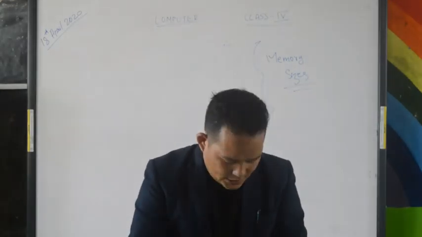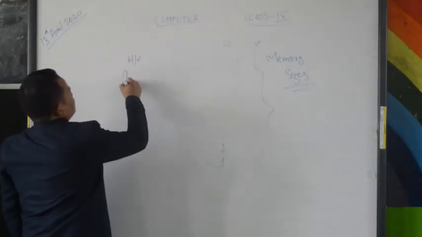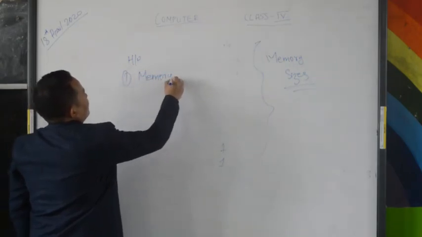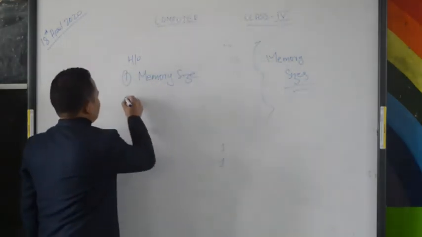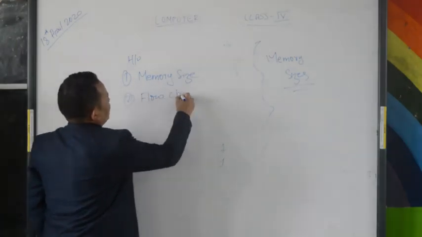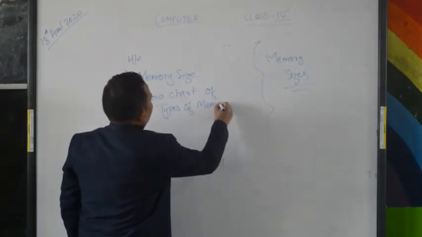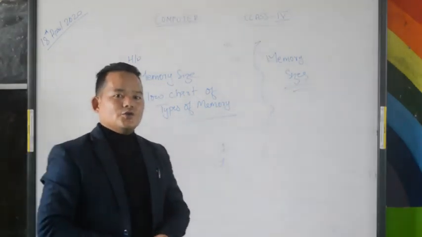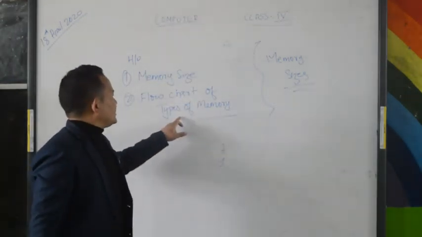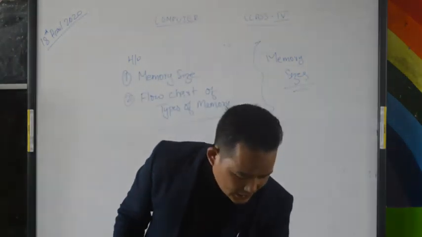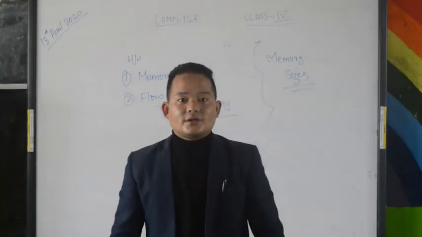So dear students, the assignment for this week is on memory. Homework number 1, memory sizes: write down all the memory sizes. Number 2, draw a flow chart of types of memory, which I showed you. That is on page number 7, the memory sizes and the flow chart of types of memory.